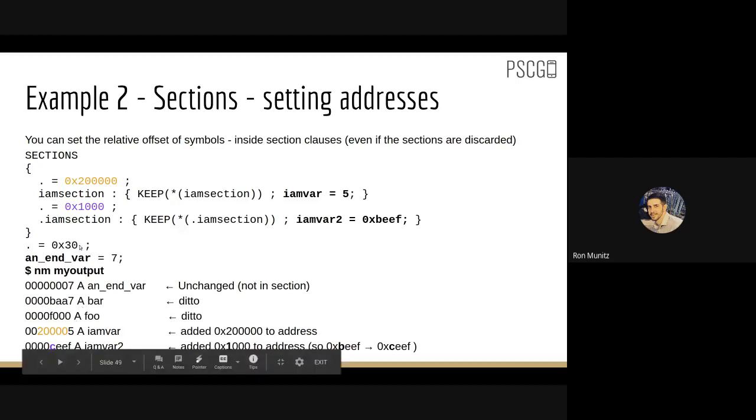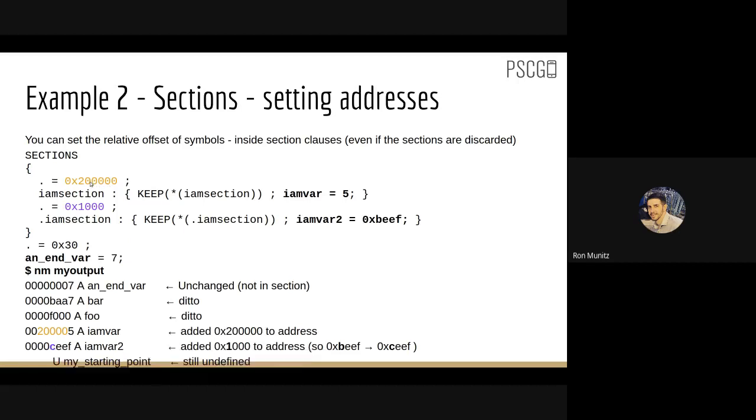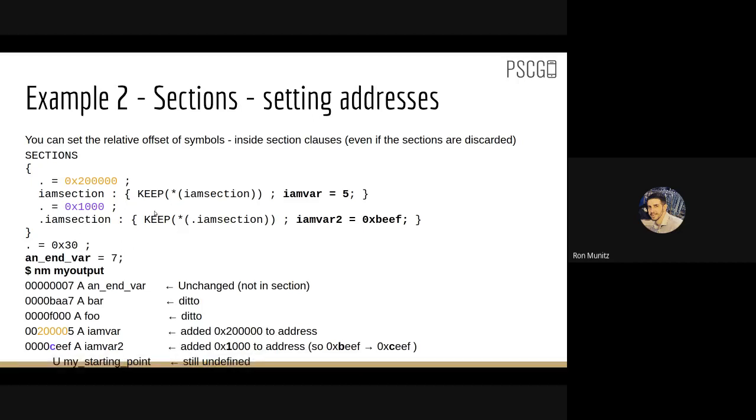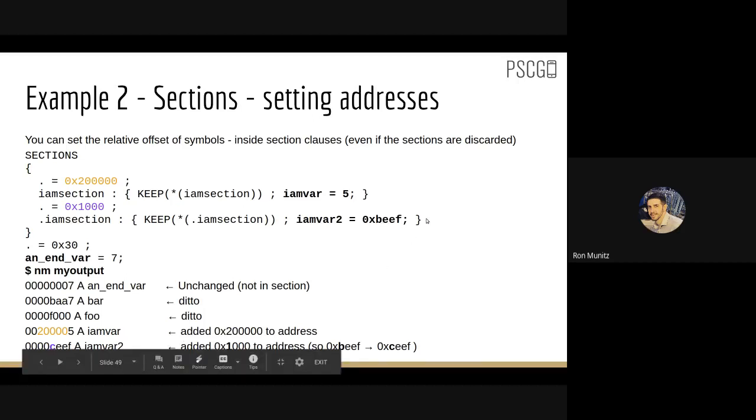So what would be the continuation of it? Look at this. This is like this guy, 0x200000. Check it out, 0x200000. I am var equals 5. And it's an address, as I told you before. I'm not defining here the byte 5. So the address is going to be here in the orange, 0x200005. And beef, if I add to it 0x1000, it's going to be 0x1beef. Okay? So that's what's going to happen.